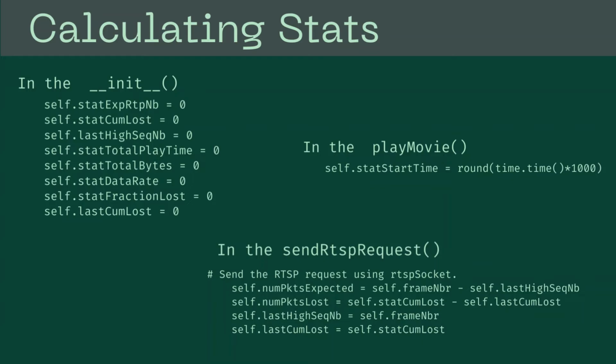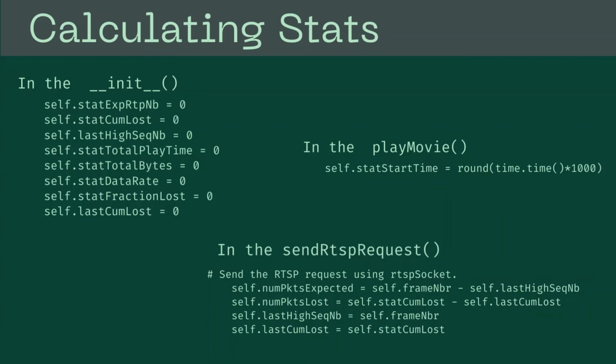In the constructor method of the client class, we initialize some variables which are cumulative lost, the last high sequence number, the total play time, the total number of bytes streamed, the data rate, the fraction lost, and the cumulative lost. These are initialized in the constructor method. Another variable, self.start_time, is initialized in the play movie button, which is the handler of the play button. It uses the Python time function to calculate the start time.